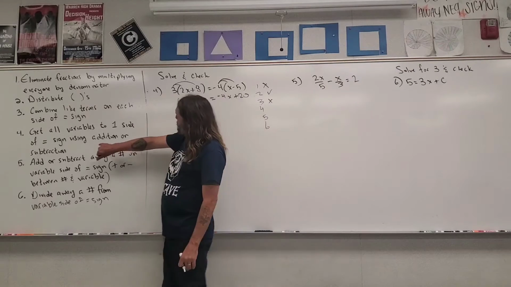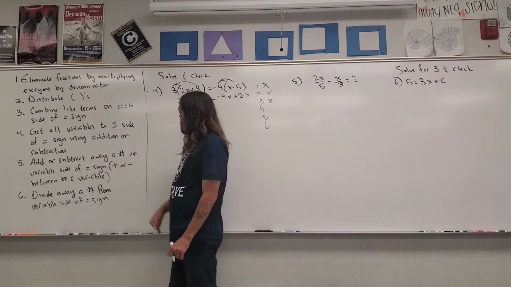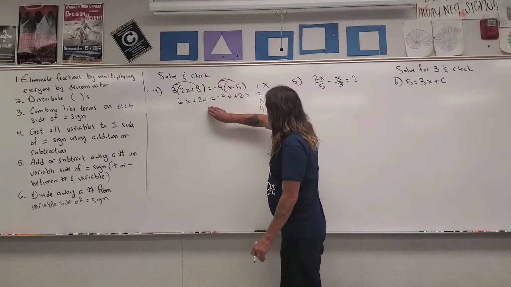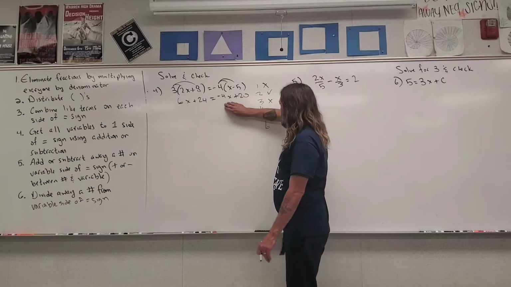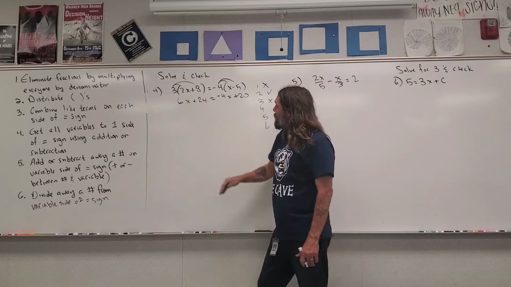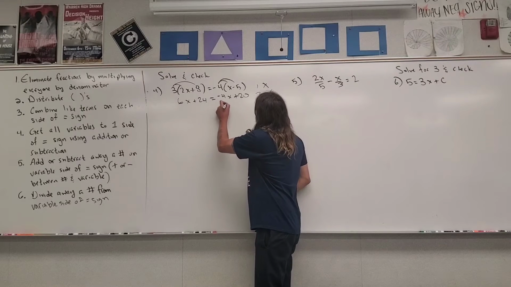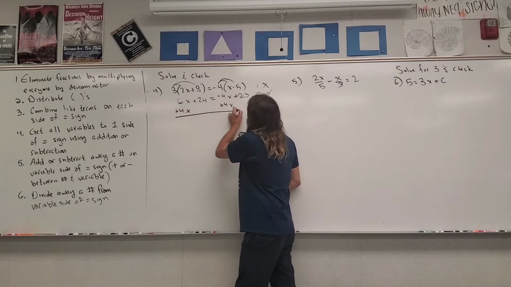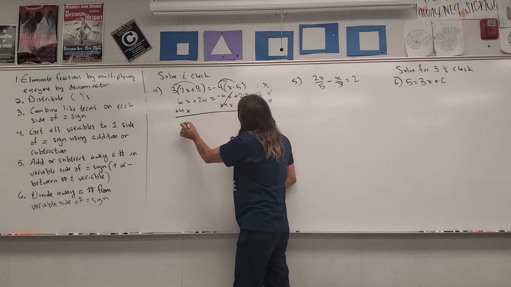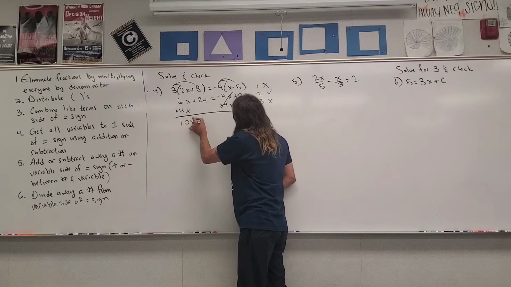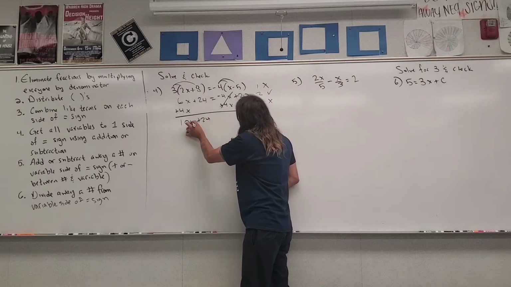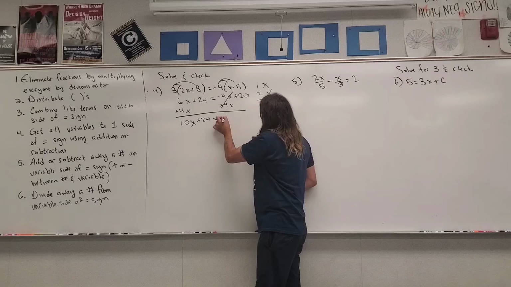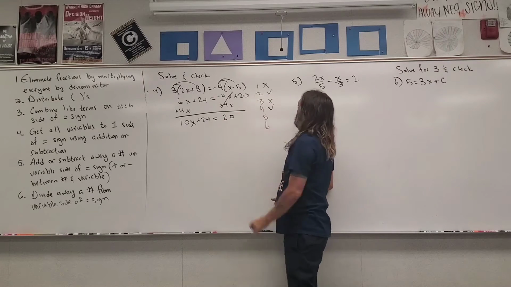Step 4, get all variables to one side of the equal sign using addition or subtraction. I have variables on both sides of the equal sign, so I can actually add the 4x to the other side. So I'm going to go plus 4x and plus 4x. My 4x's on the right cancel out, and I'm left now with 10x plus 24. That makes a better x. There we go. And that's equal to 20. So I did step 4.